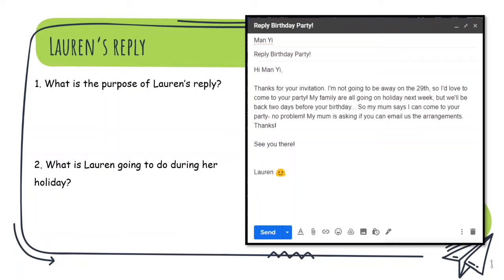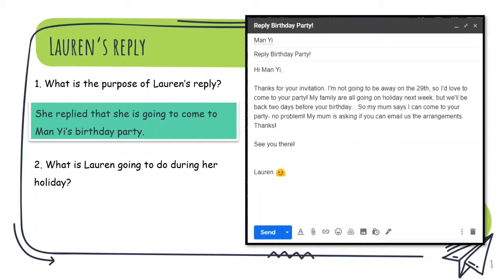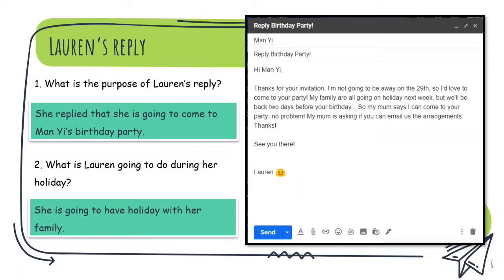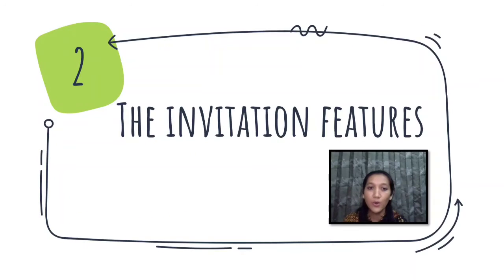So, can you now answer the questions here? What is the purpose of Lauren's reply? Yes, correctly. She replied that she is going to come to Manyi's birthday party. And what is the second one? What is Lauren going to do during the holiday? She is going to have a holiday with her family. Okay, nice everyone. Now we want to know further about the invitation features. What are they?